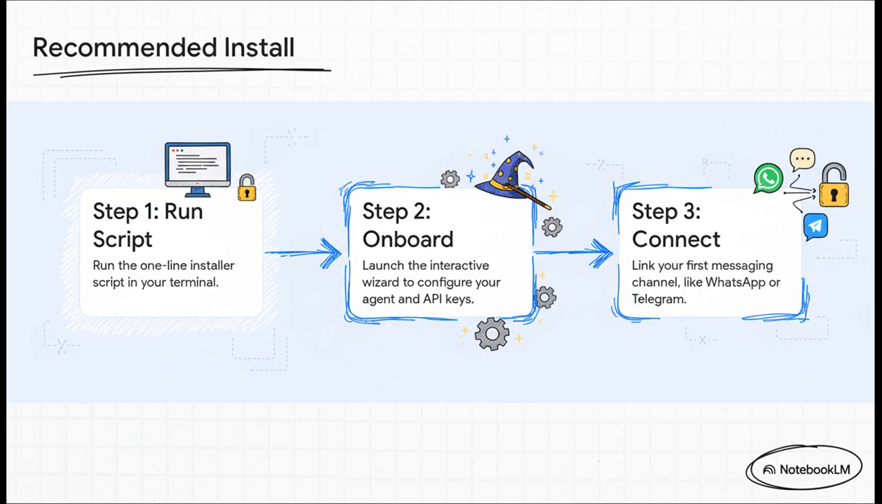Getting it installed is a simple three-step process. First, you just copy and paste one single line of code into your terminal. That's it. That one line starts a script that does all the heavy lifting and then launches this little wizard. And that wizard just walks you through the rest, plugging in your AI model's API key, connecting it to your favorite messaging app, the whole deal.